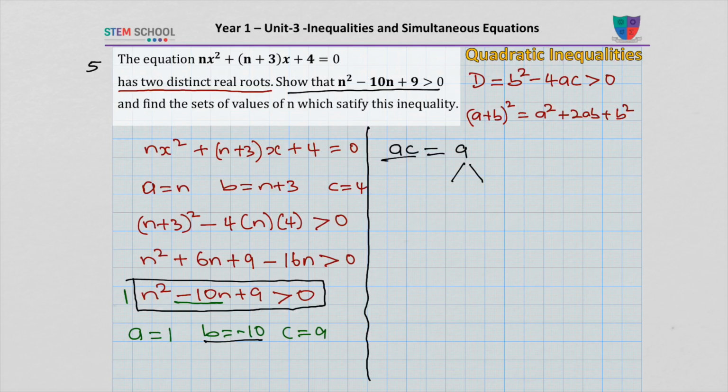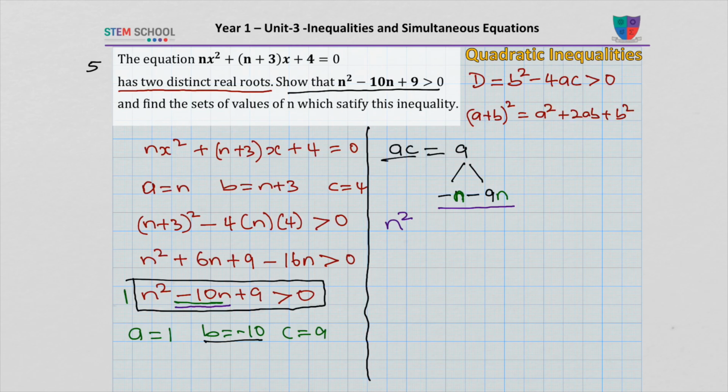So this is minus 1 and minus 9. Minus 1 times minus 9 is 9. Minus 1 plus minus 9 is minus 10. All I need to do now is put n next to each of them, and replace the 1 by n. Now if I take minus n minus 9n, I get minus 10n, so I can replace minus 10n.